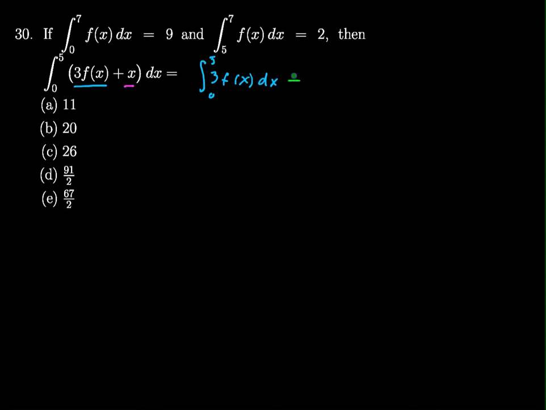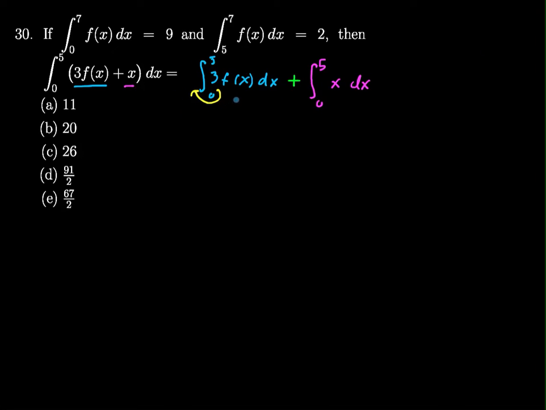plus the integral from 0 to 5 of x dx. And let's figure these out. So I have here a 3 times f of x, and this is a constant multiple, and I always like getting these constant multiples out of here, making it easier for me to see what's going on.